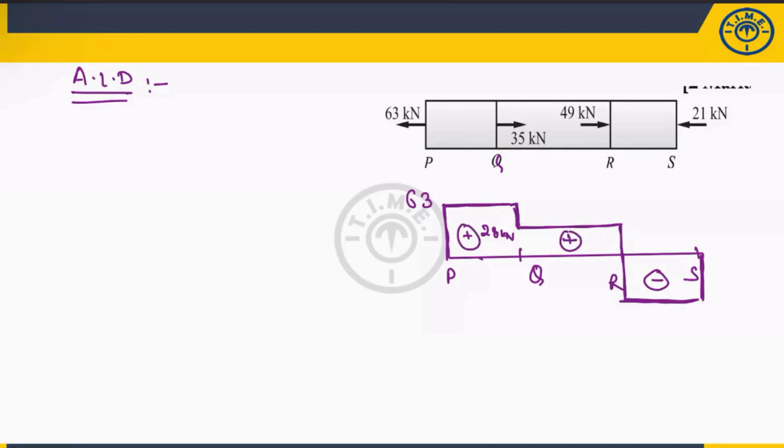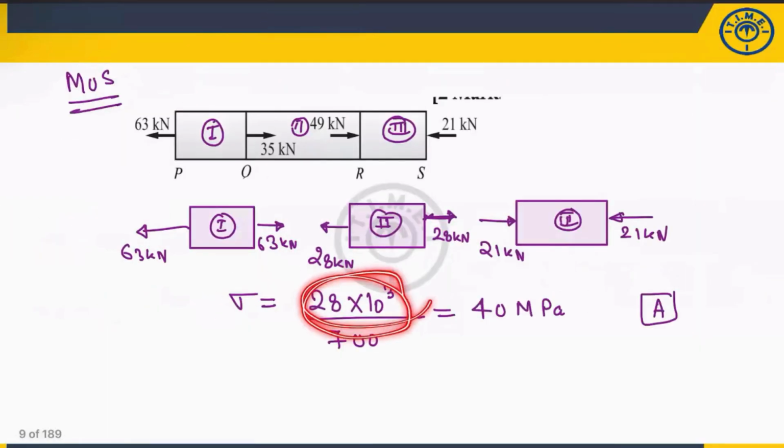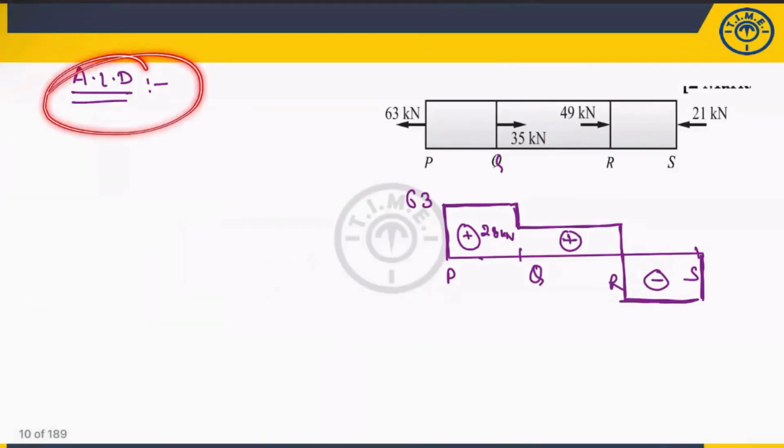From the axial load diagram, you can easily tell that QR is subjected to 28 kilonewton. Same result you got from the method of section also. It means you can use either the method of section or the axial load diagram, and you will get the same result. But you have to practice at least one or two questions. Once you know how to draw this one, then it is very easy.